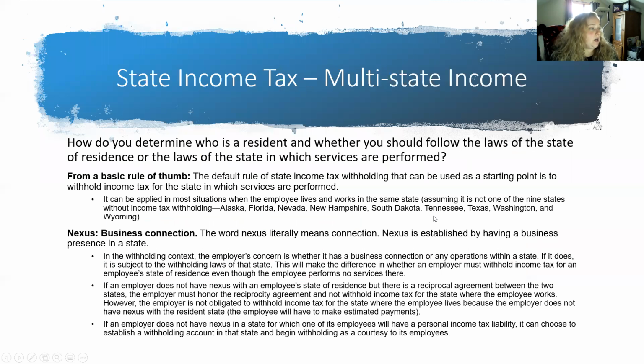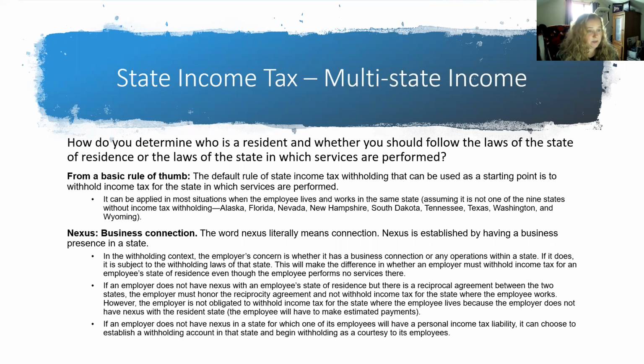All right. So state income tax and multi-state income, this is always fun. How do you determine who is a resident and whether they should follow the laws of the state of residence or the laws of the state in which the services are performed? So the basic rule of thumb, the default rule of state income tax withholding that can be used as a starting point, is to withhold income tax for the state in which the services are performed. So that's the easiest, most common thing.